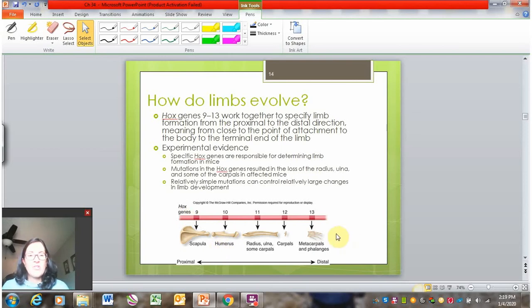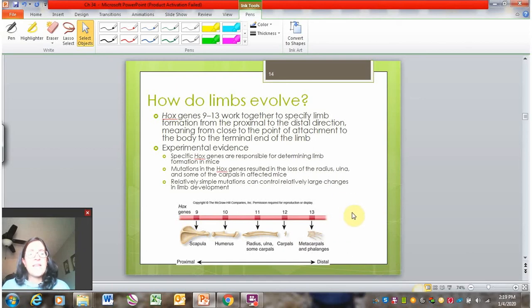So there's a very strong relationship between the sequence of Hox genes being expressed and where these different parts of the limb form. So where Hox 11 is expressed in the embryo, the radius, ulna and some of the carpals will be, etc. And so this suggests that modifications of these genes are the likely location of the ways that limbs changed and modified over the course of evolution.